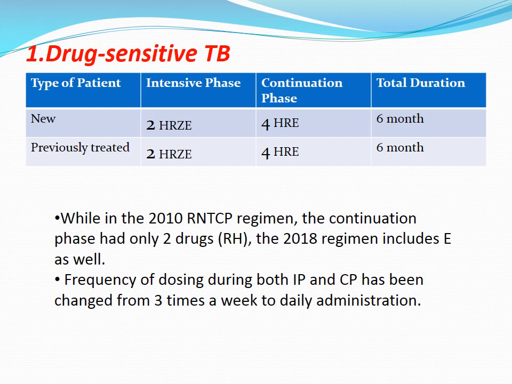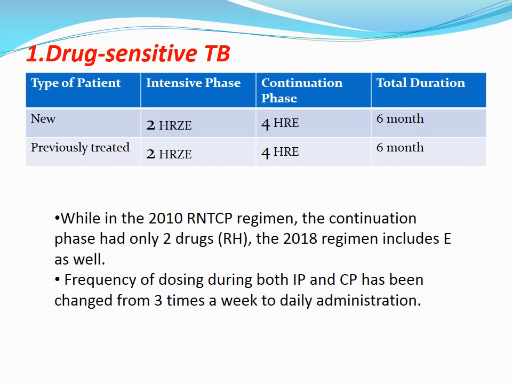Now listen carefully. Previously, before the 2018 guidelines, in all the guidelines, maybe 2006, 2010, 2016, there were differences in the new and previously treated patient. They may have been categorized as category 1 and category 2, but now we are not going to term those as category 1 and 2, we are going to term them as new and previously treated patient. But now, as per the 2018 guidelines, the intensive phase and continuation phase for both new and previously treated patients are the same, for a total of 6 months duration.